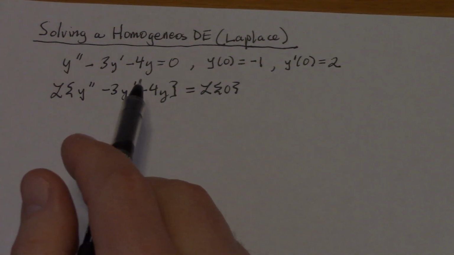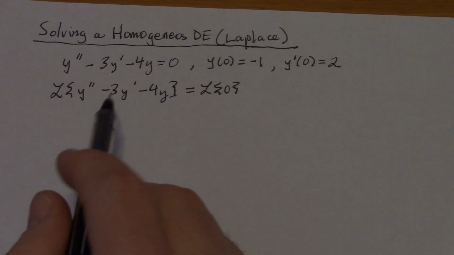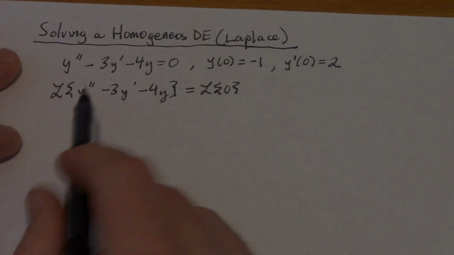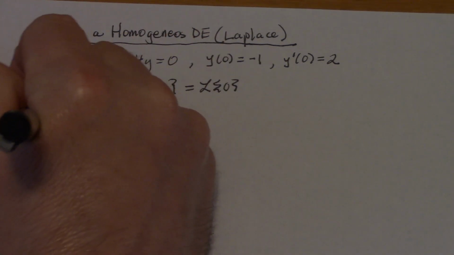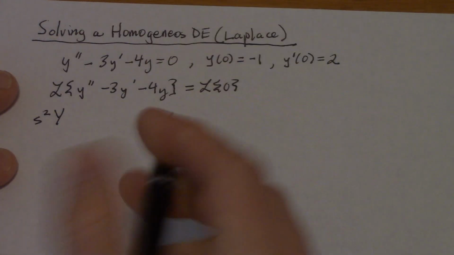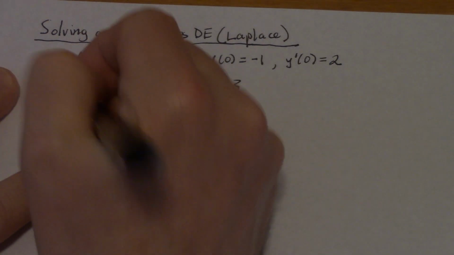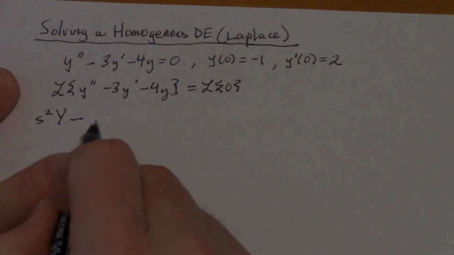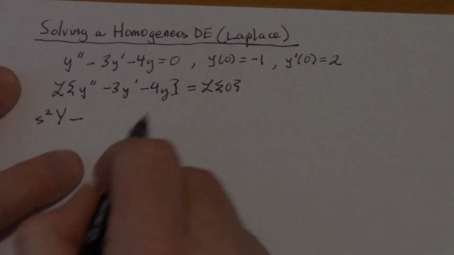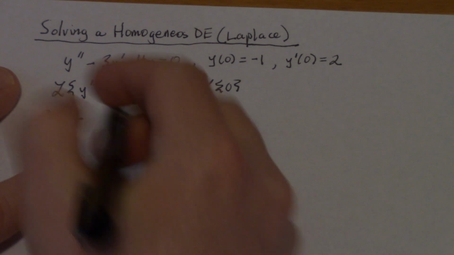things that were in our table. So we use the one for f double prime, okay, and that's going to give me s squared Y. Remember, I'm not going to write (s) because I don't want you getting confused. Okay, and then the s's go down, but the derivatives go up. That's how I can remember this.